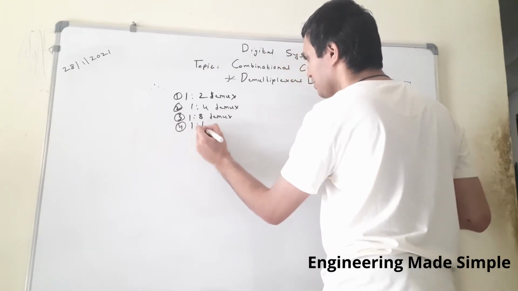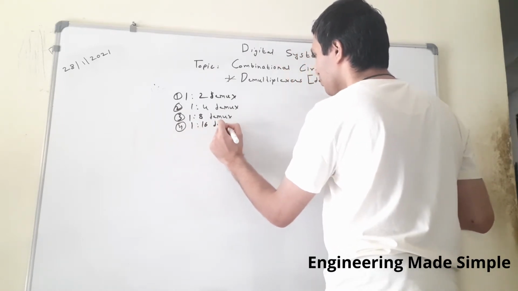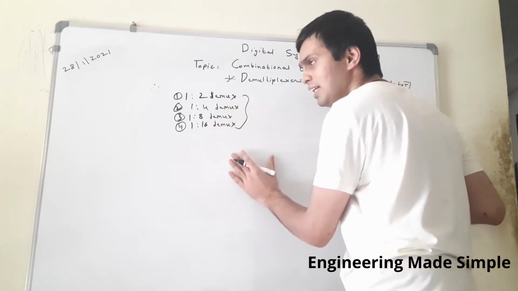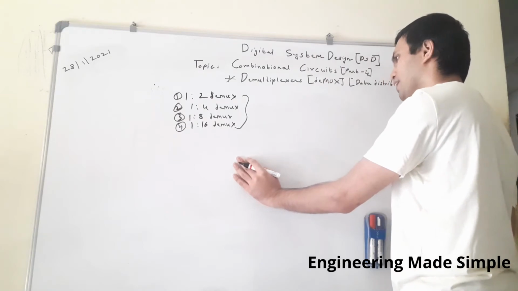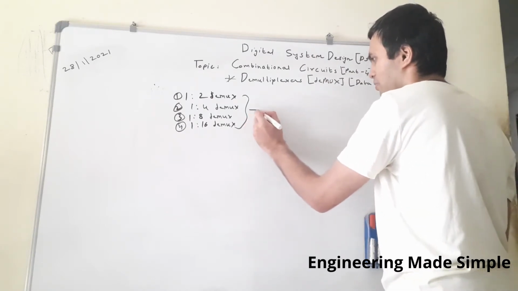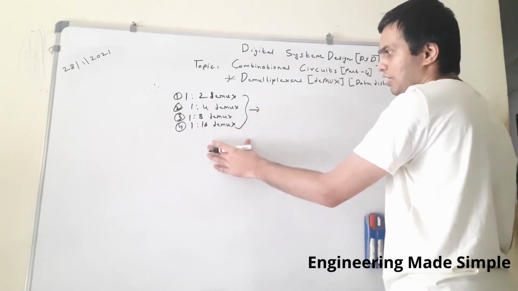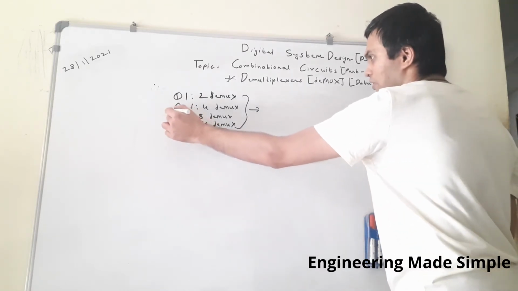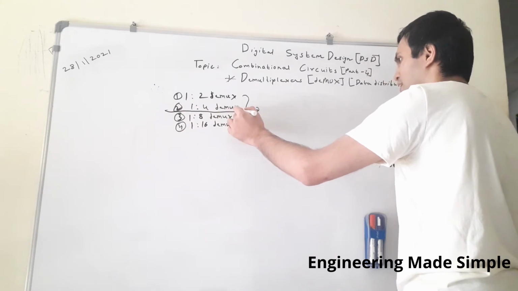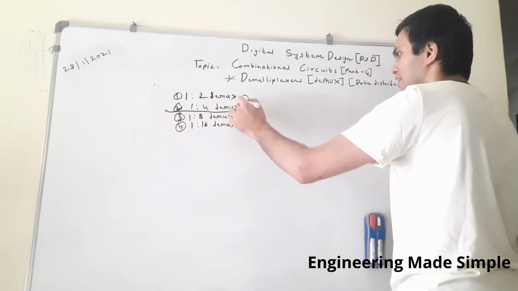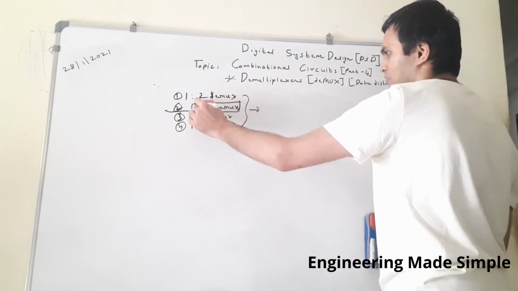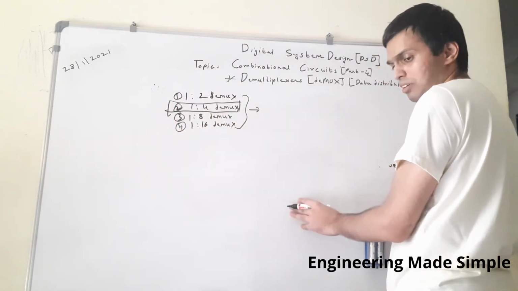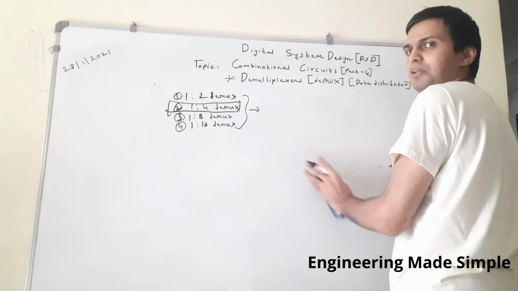So 1:16 demux. Remember one thing, all these demultiplexer circuits are also available in IC form. So these are different types of demultiplexer circuits which are available. Out of which I am going to discuss 1:4 demux in order to help you understand how the demultiplexer functions. We are going to study analysis and implementation of 1:4 demux in detail. Now let us do that.